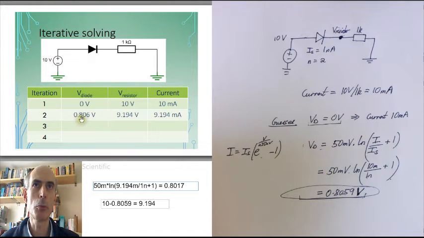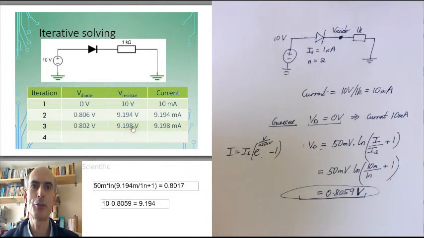I've guessed 0.806, worked out the current, and used the current to predict what the voltage across the diode would be. If my guess was right, they would be equal. They're not quite equal, but they're not far off. So I'll need to take a third guess. And again, the third guess that I will pick is this one, the result of the Shockley equation using the current from my second guess.